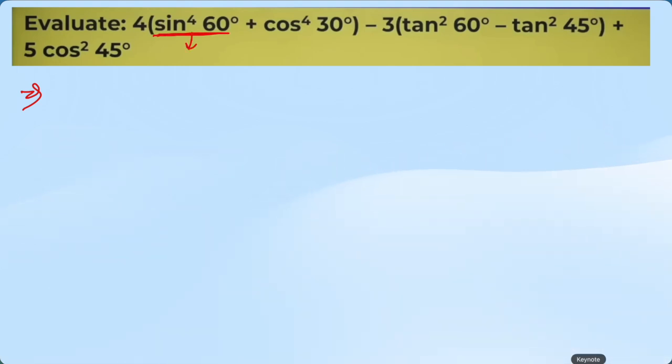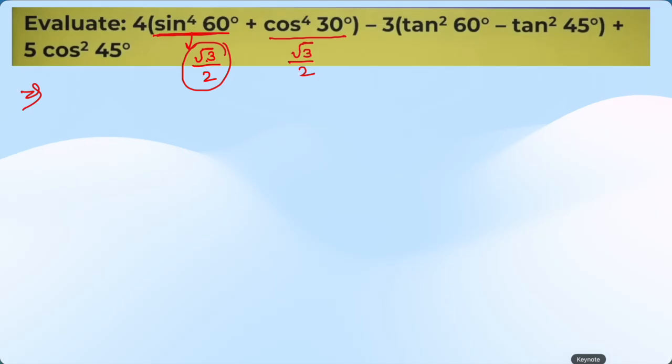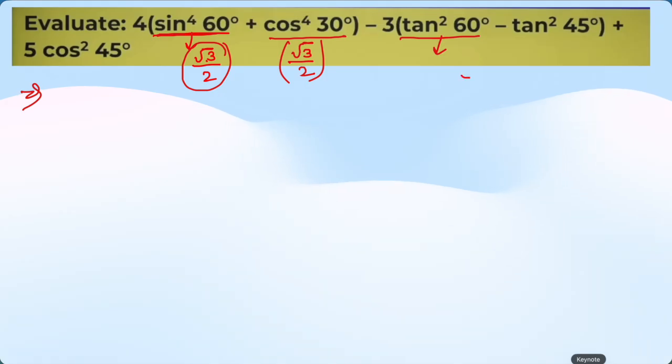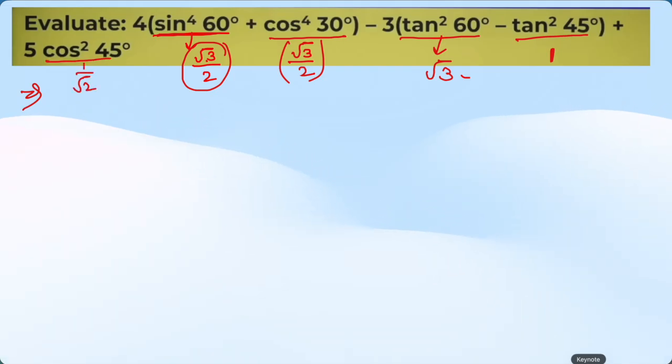it 4 times. So sine 60 was root 3 by 2. Okay. What was cos 30? Cos 30 or sine 60 both same thing. So again root 3 by 2. Okay. Then tan 60 was how much? Tan 60 was root 3 and tan 45 was 1. And cos 45 was 1 by root 2. Okay. You should remember that chart. That chart is really very important. Okay. Just put the value now.